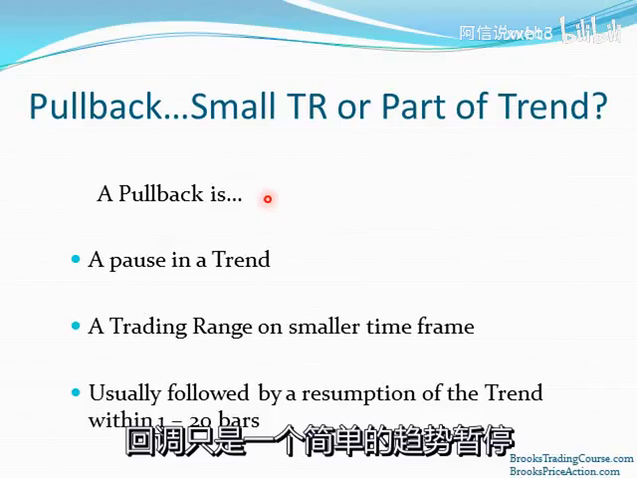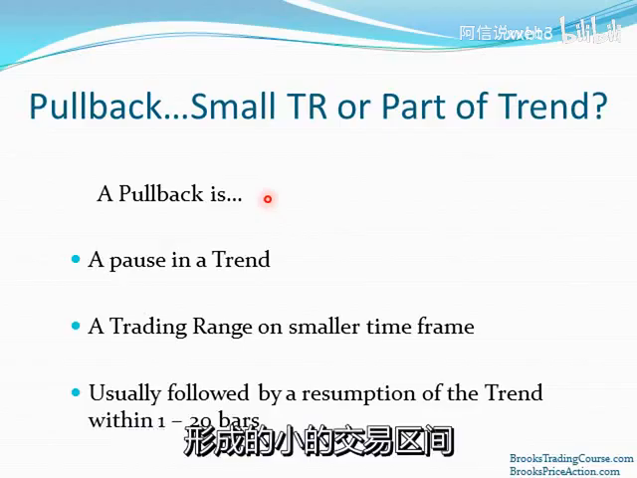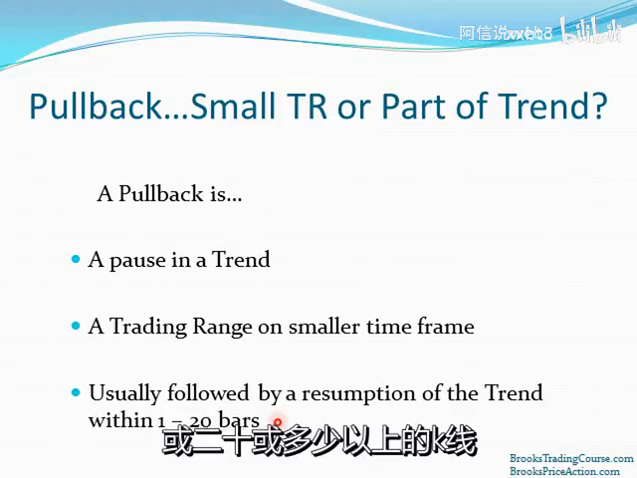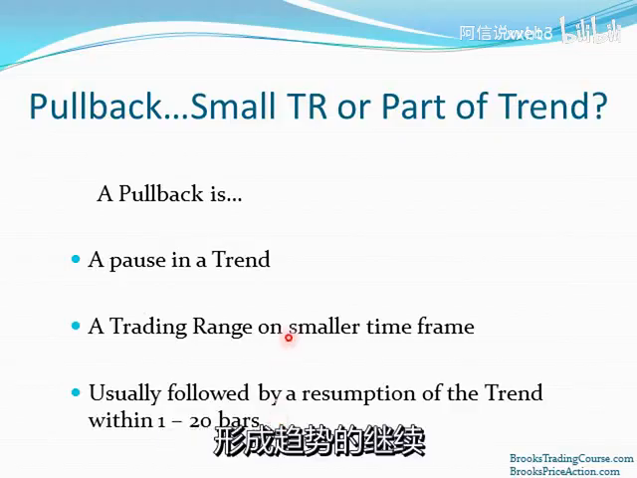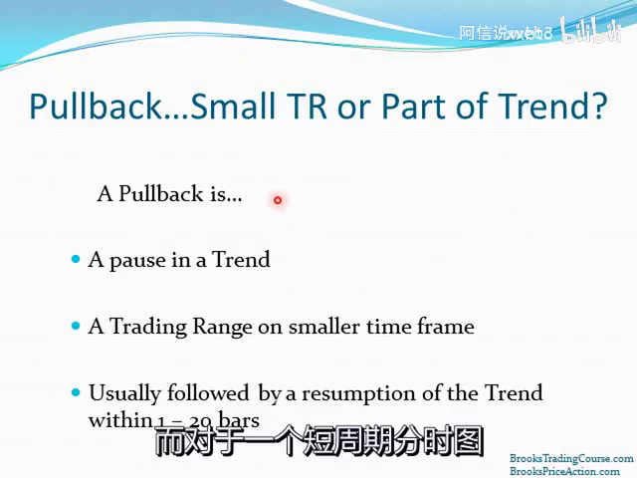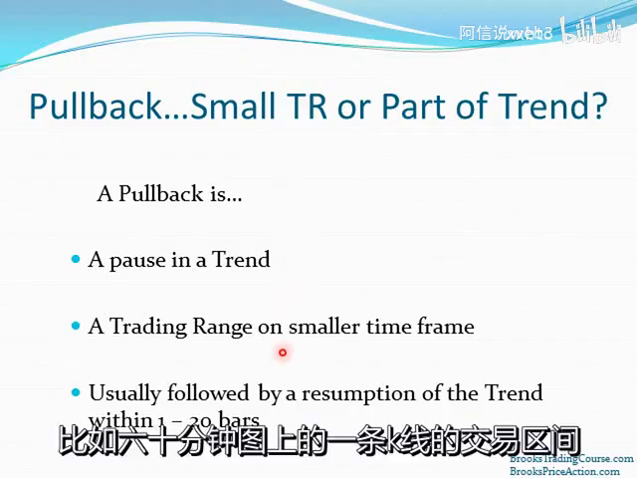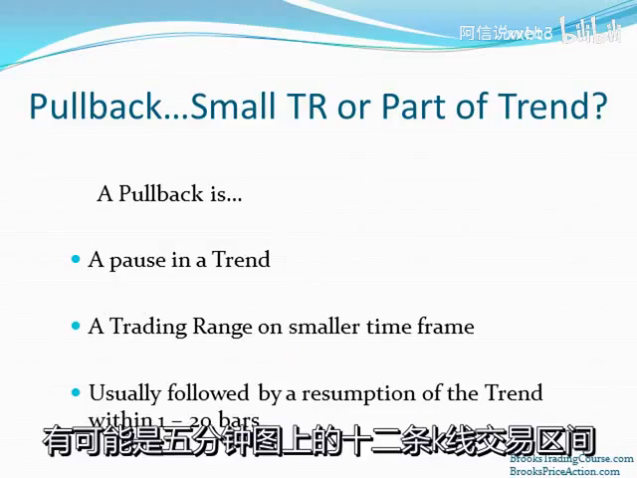A pullback is simply a small trading range that is a pause in a trend, and you're assuming that the trend will resume, usually within a bar or two, sometimes 20 or more bars. And on a smaller time frame chart, a 1-bar trading range, for example, on a 60-minute chart, could be a 12-bar trading range on a 5-minute chart.